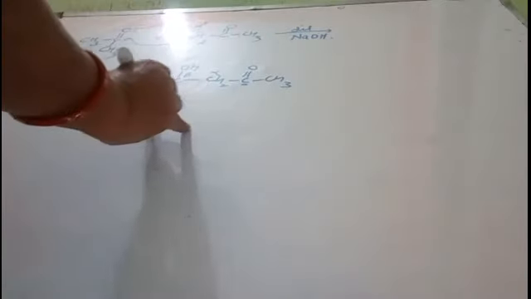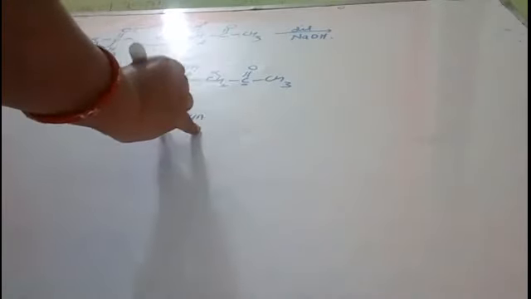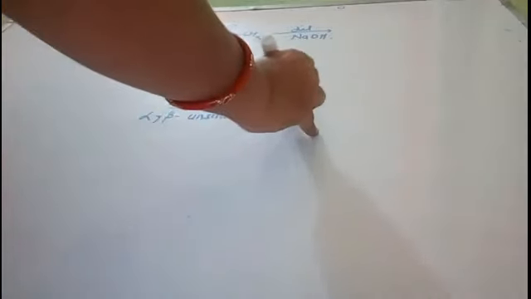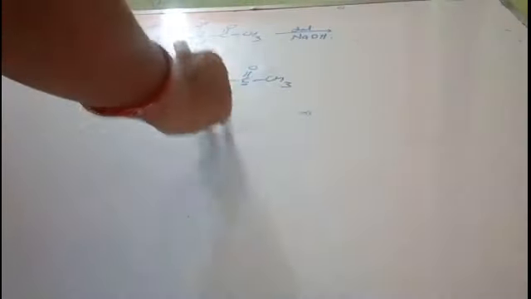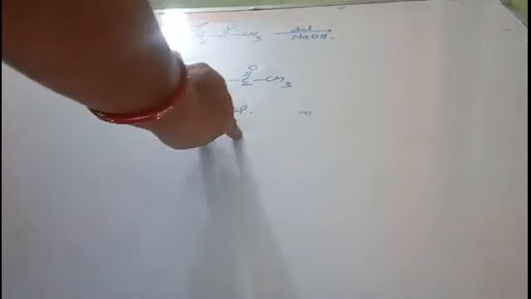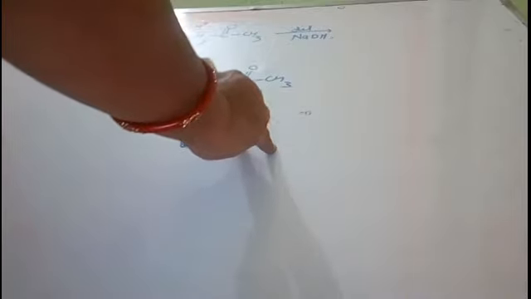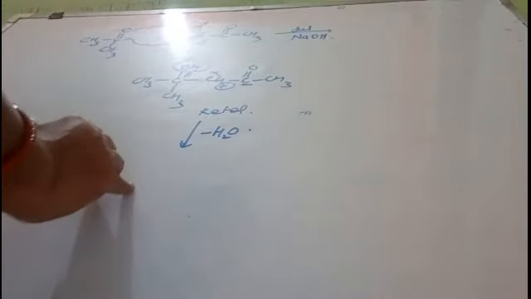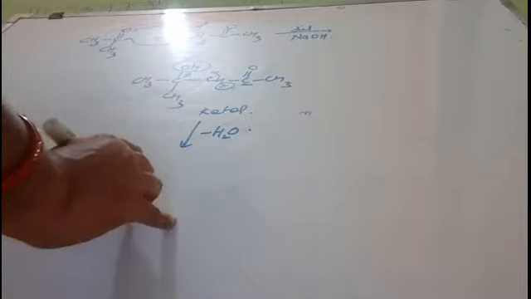Okay, so alpha beta unsaturated ketone is formed. No, sorry, not alpha beta unsaturated ketone. Ketol is formed here, okay, because here ketonic group is there, alcoholic group is also there. So first of all, ketol will be formed. Now it will undergo removal of water, dehydration. So OH from here and H from here will be removed and we will get alpha beta unsaturated ketone.